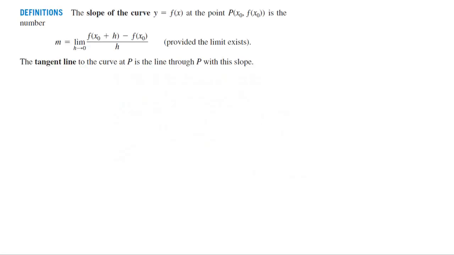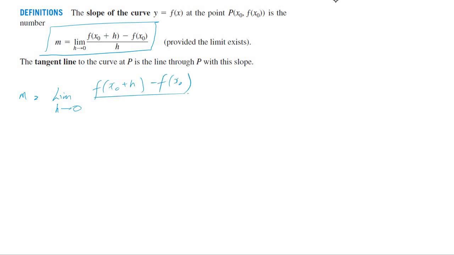So first we'll look at the definition. We'll look at just this equation for now. It says the gradient is m, as the limit as h, a small number, tends to 0, of f(x0 + h) minus f(x0), over h.